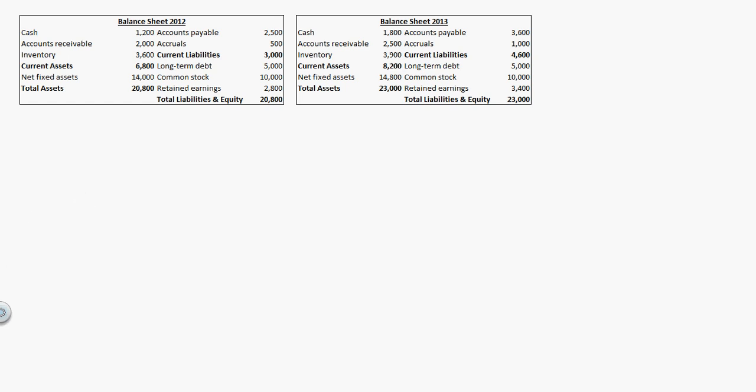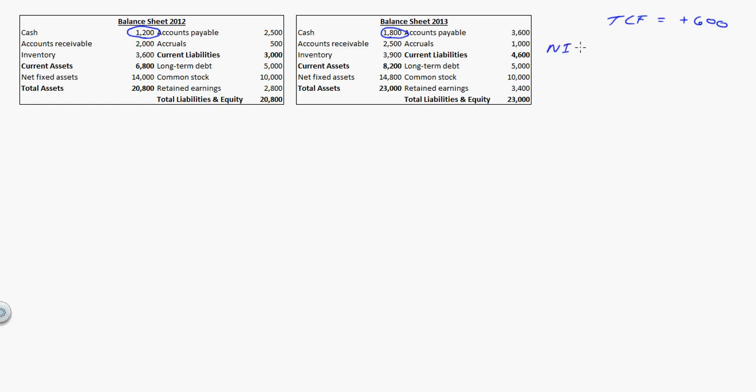Alright, again in this video we want to construct a statement of cash flows. We want to see that cash flow from operations, financing, and investing all adds up to the total change in cash. So here we just have these balance sheets, and we see that the total cash flow was up $600.